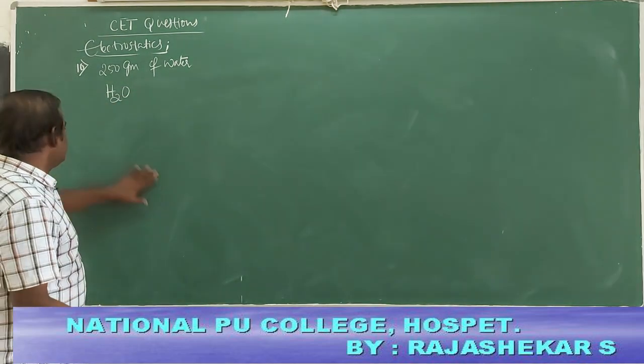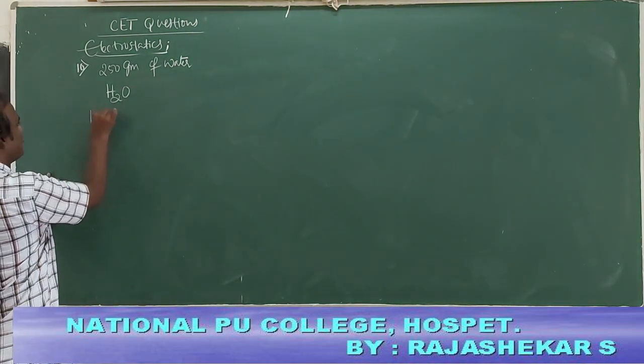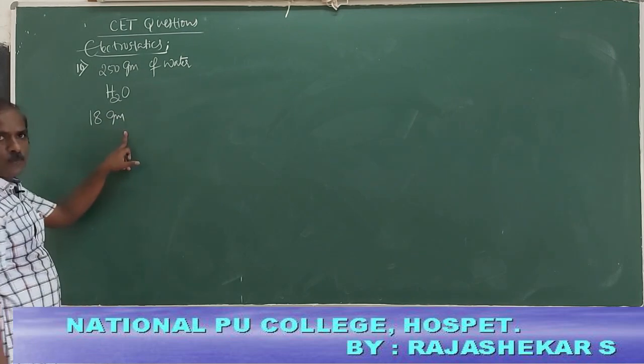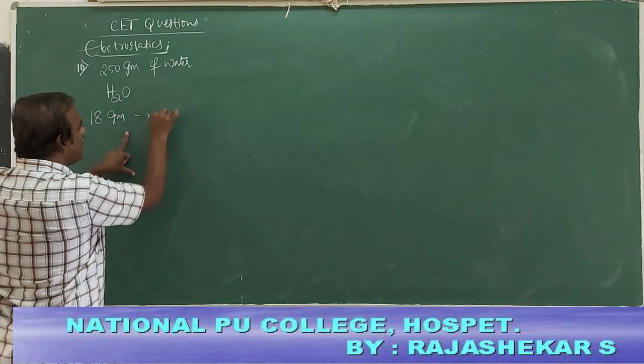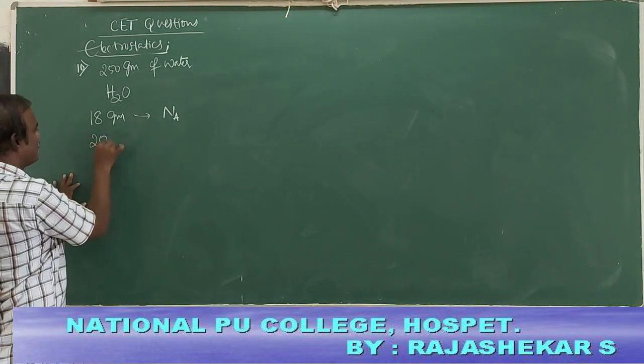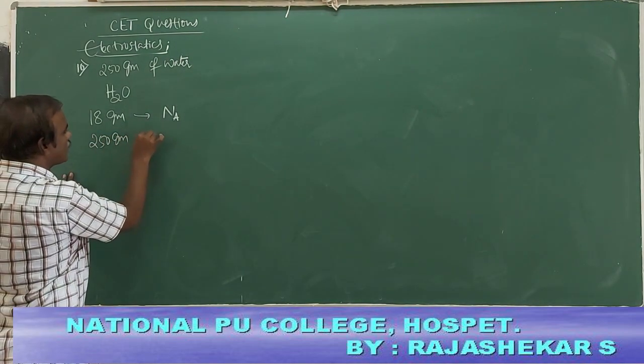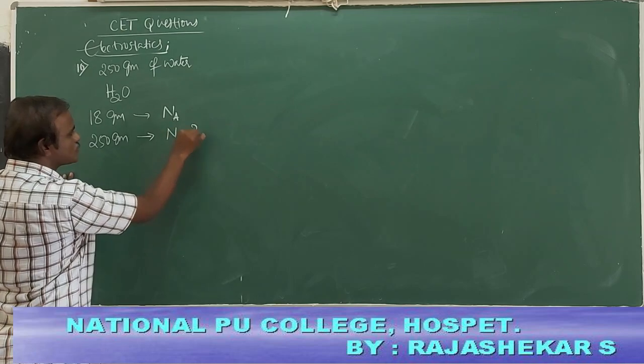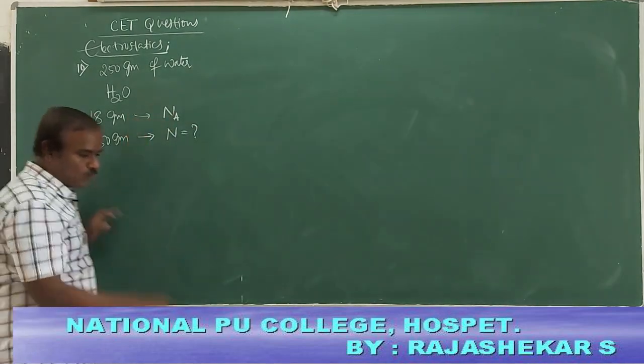So we know 18 gram. What is 18 gram? Molecular mass of water. It contains Avogadro number of molecules. Now 250 gram of water contains how many molecules? This is question 1. And you know the value of Avogadro number.